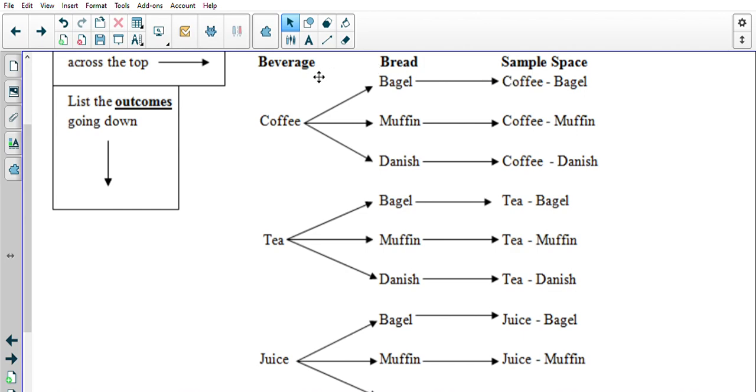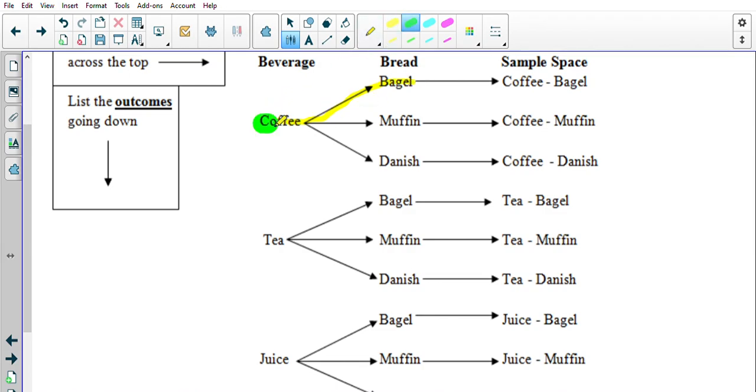So I'll go through a couple of them. Let's say, for example, let me go ahead and highlight this. Let's say I'm going to list my first item in the sample space, coffee, bagel. So I would start off with coffee, and then I would follow this branch here, and then bagel. So my next one I'll highlight in green.